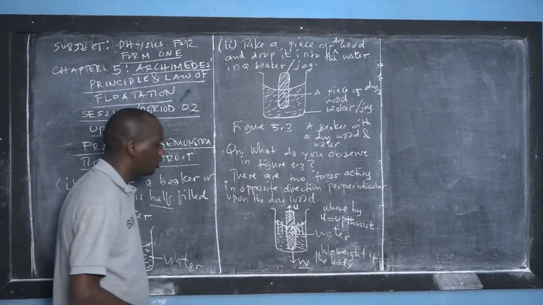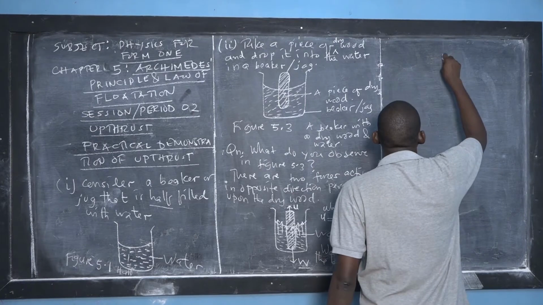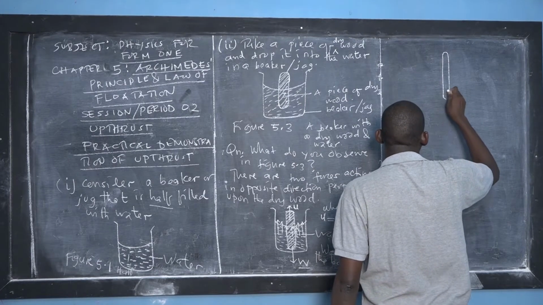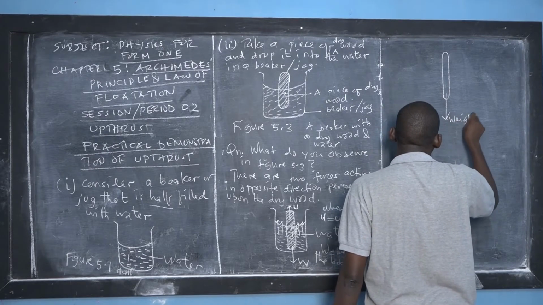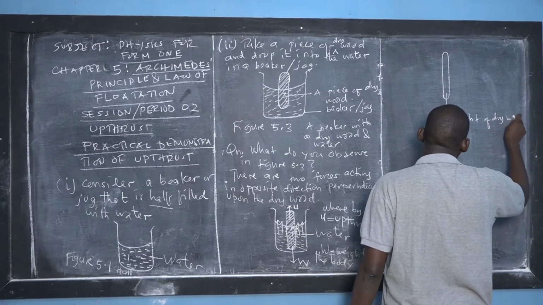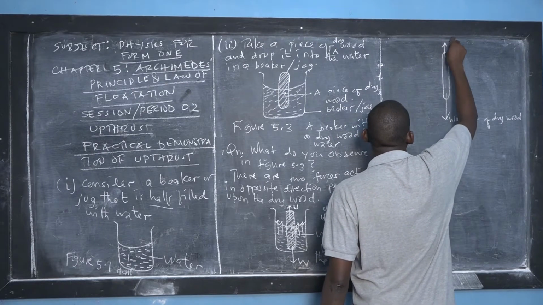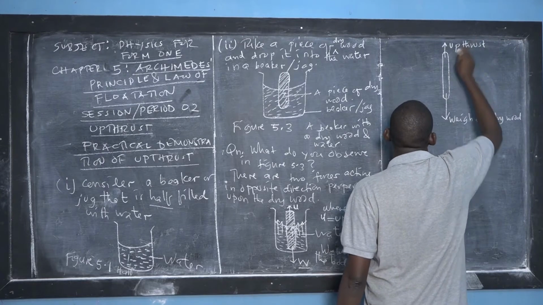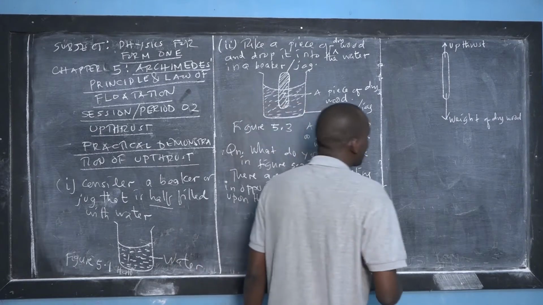So this is what you will observe. If you have a dry wood here, and then we draw the forces. This is the weight of the dry wood, and then this is the upthrust. Here I just showed the directions of the forces. It's not necessary for it to be a rod.